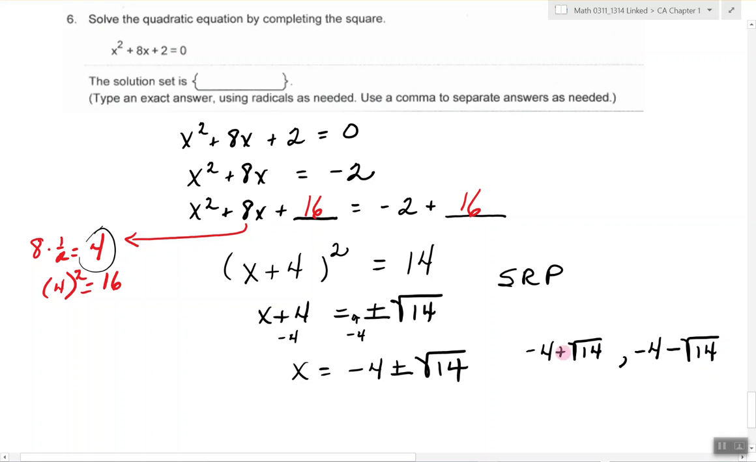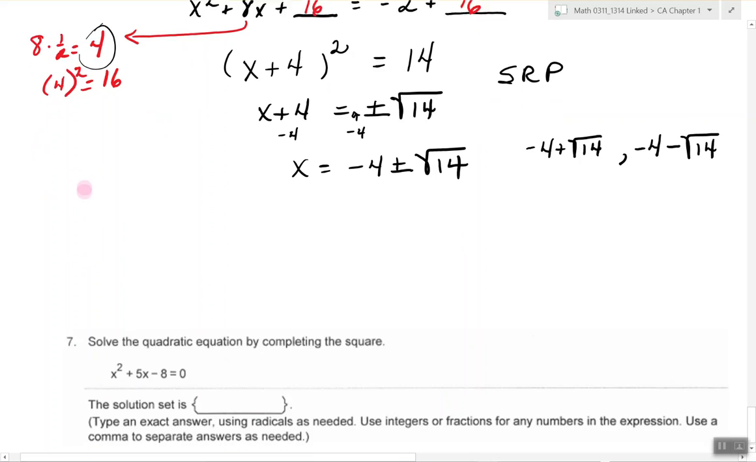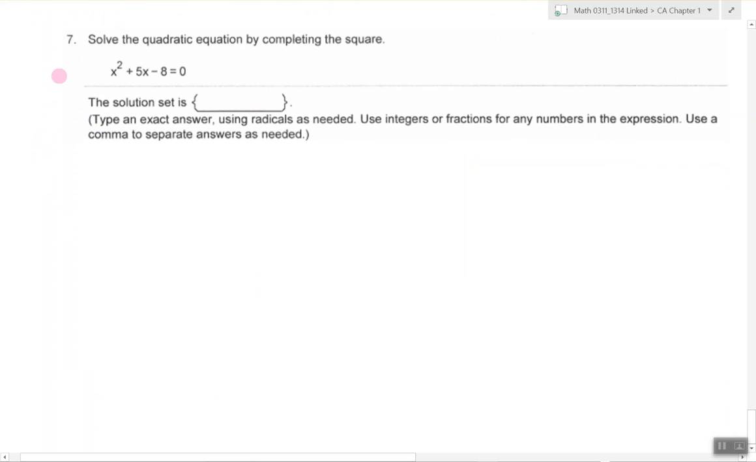Anytime you get answers like this that are irrational, that means that factoring would not have worked. Even if you had been given permission to do factoring, it would not have worked. So it's good to have an alternate. Let's look at number 7.